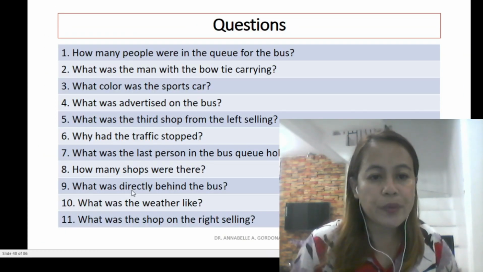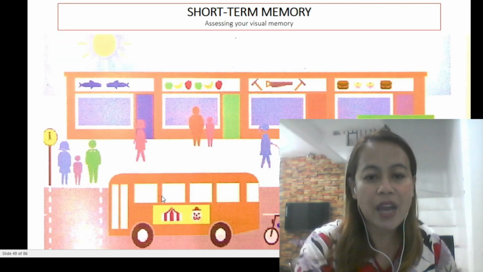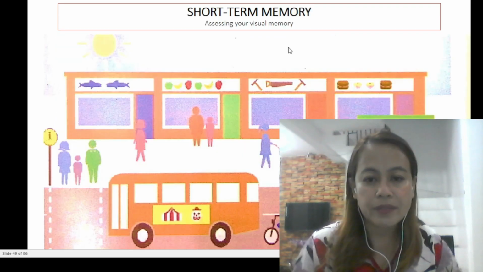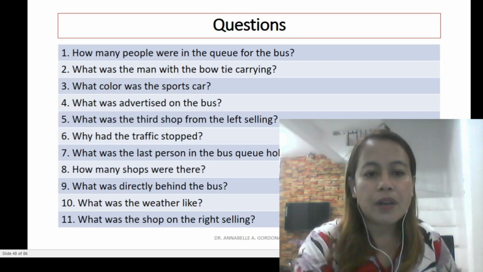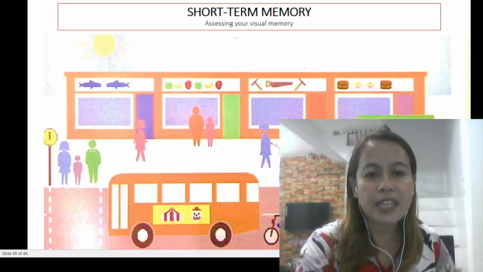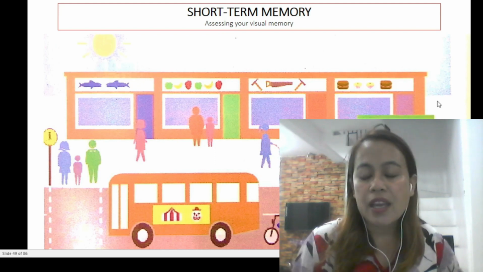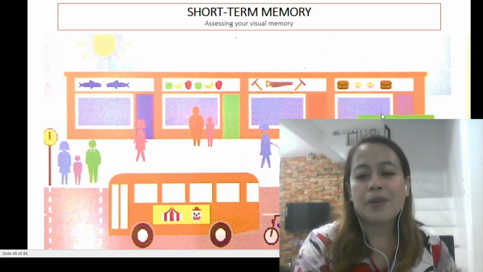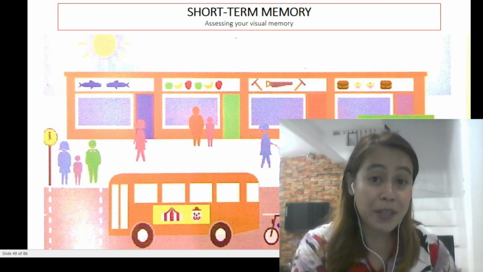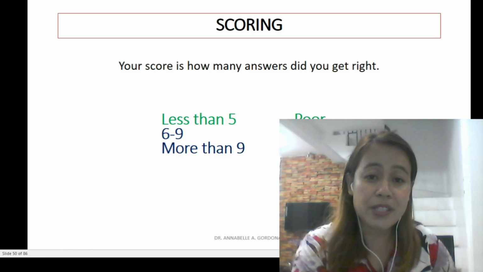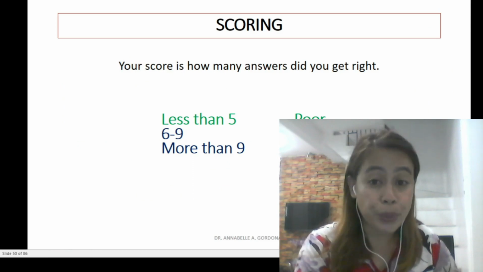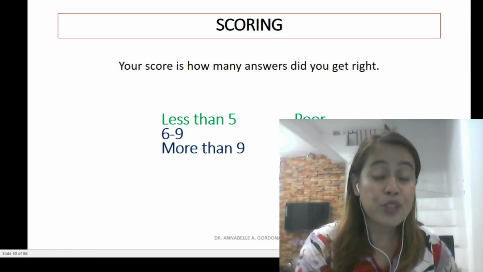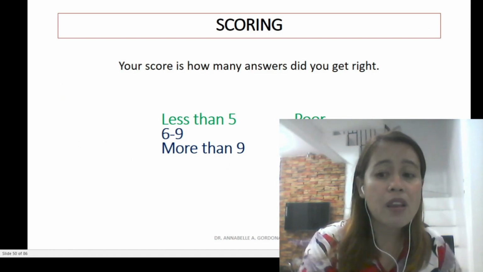What was directly behind the bus? So it's a bicycle, this one. And what was the shop on the right selling? So it's burgers or cakes or pastries. Okay. So how are you with your score, my dear students? So let's check. Less than 5, it means you are poor. 6 to 9, average, and more than 9, it means you are good.